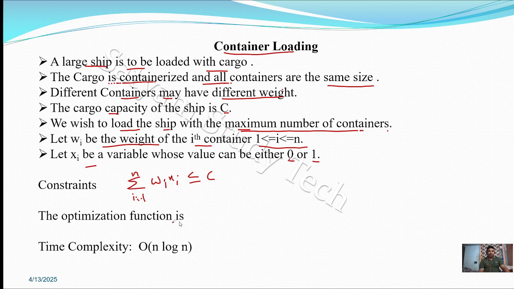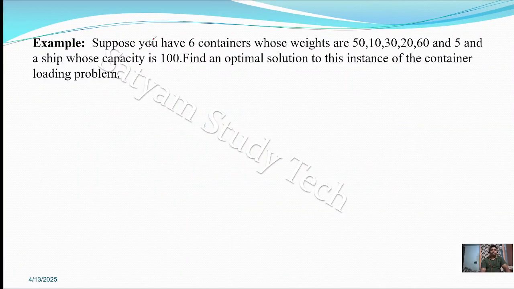What is the optimization function? The optimization function is the sum for i equal to 1 to n of xi. So this is the optimization function. The time complexity of container loading is big O of n log n. Now we can take one example. Suppose you have 6 containers whose weights are 50, 10, 30, 20, 60 and 5, and the ship capacity is 100. Find an optimal solution to this instance of the container loading problem.